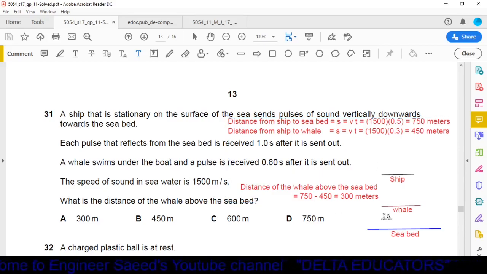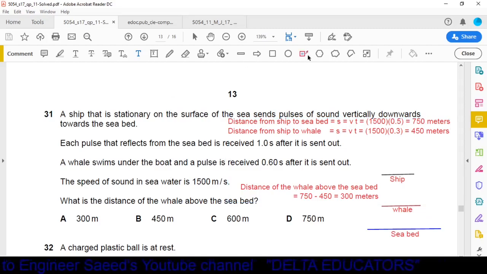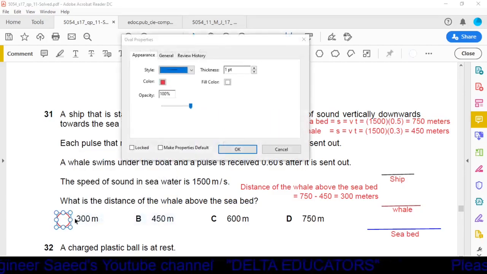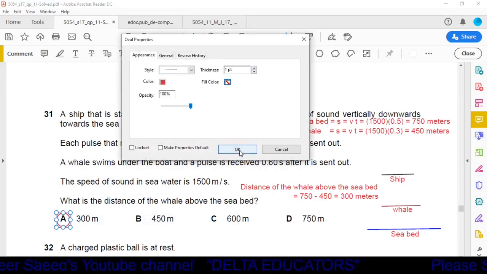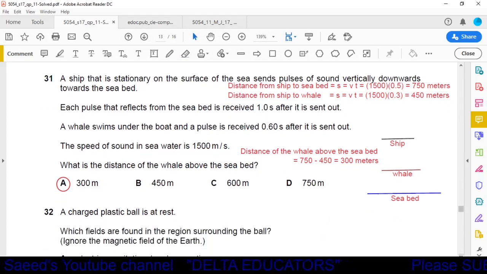So we can say the distance between whale and seabed is equal to 300 meters, and 300 meters is given in option A. So option A is the correct one. Okay, option A is the correct option.